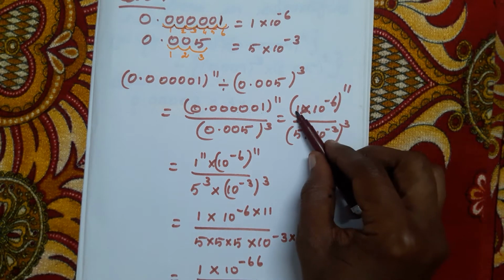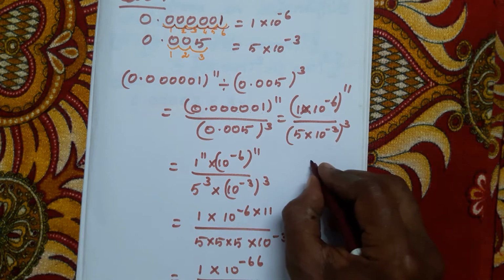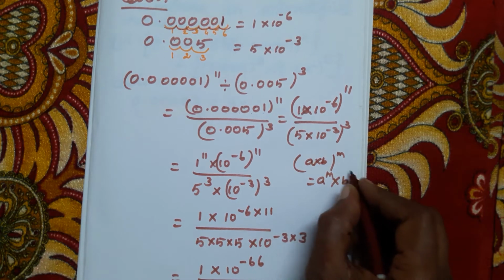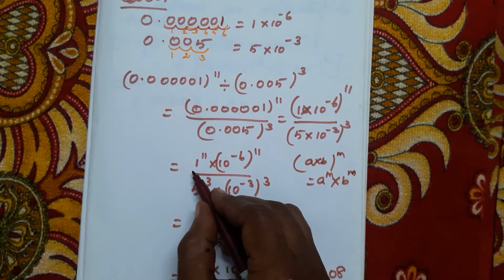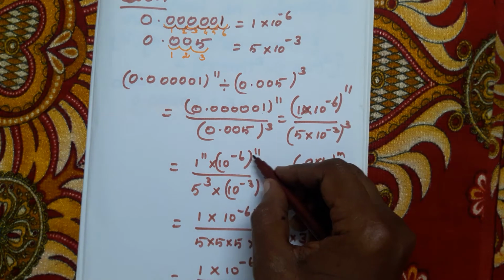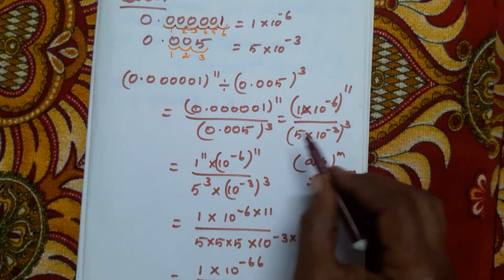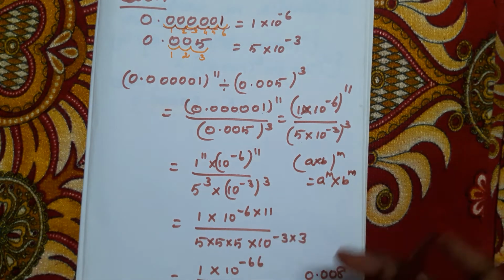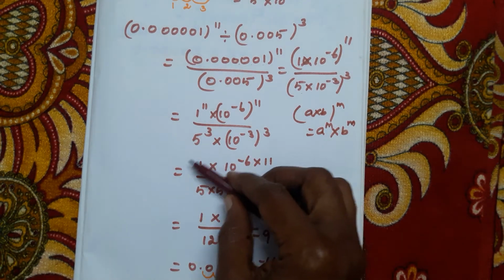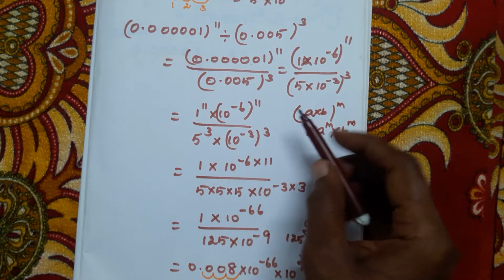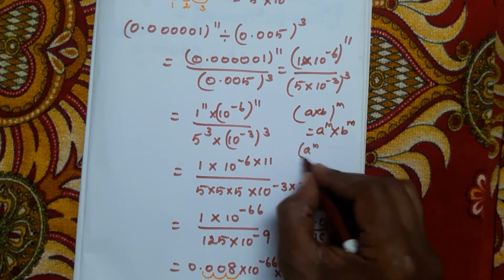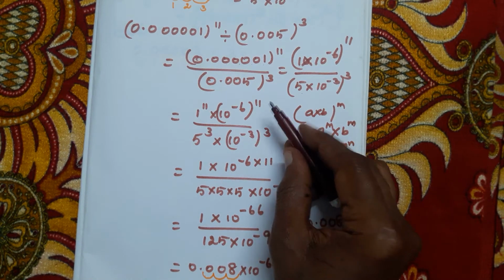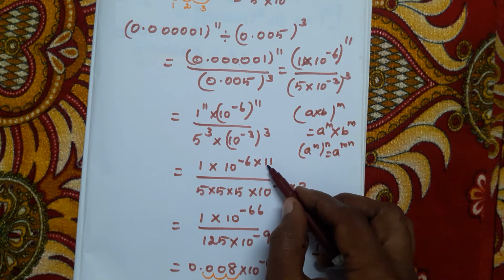We can write (a into b) the whole power m is equal to a power m into b power m. So we can write 1 power 11 into (10 power minus 6) the whole power 11, divided by 5 cube into (10 power minus 3) the whole cube. 1 power 11 means 1. A power m the whole power n is equal to a power mn. So 10 power minus 6 into 11.